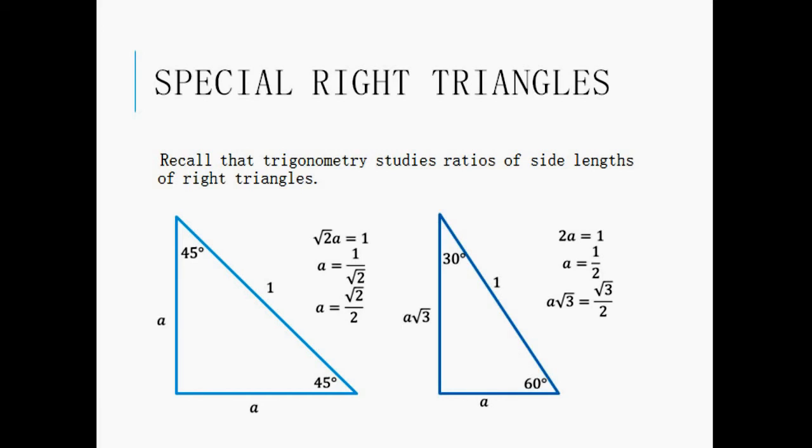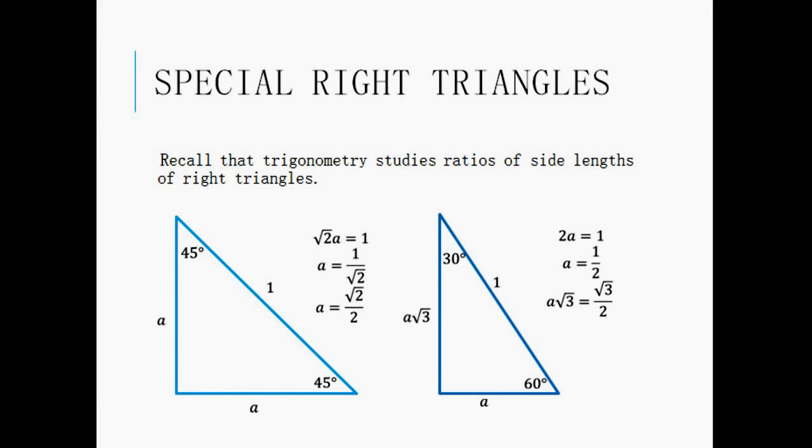Let's first look at the 45-45-90 triangle. Recall that the side lengths in a 45-45-90 triangle are in the ratio of a to a root 2. Thus, we can solve for a by setting up the equation root 2 times a equals 1. By solving this, we have a equals 1 over root 2, which equals root 2 over 2.